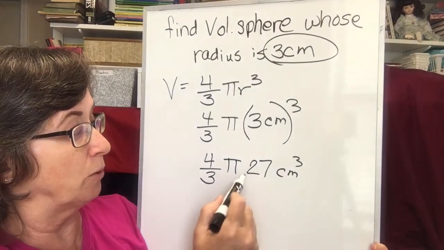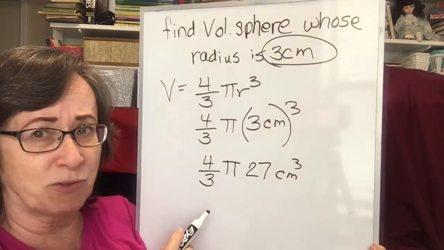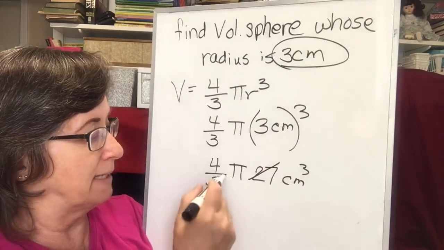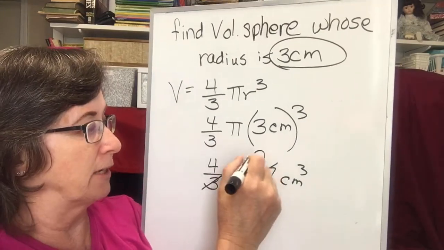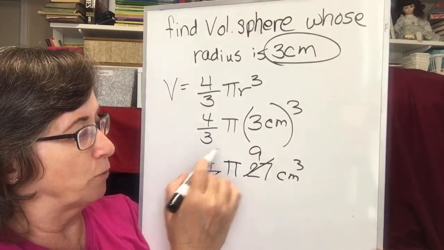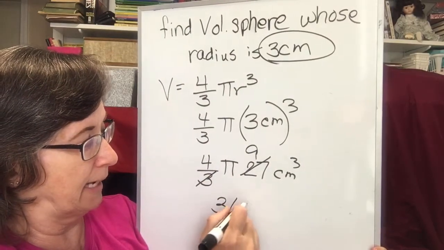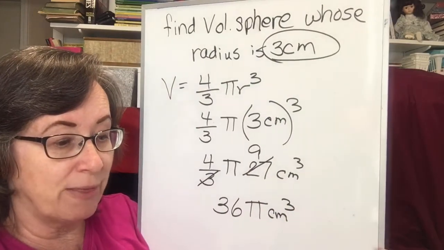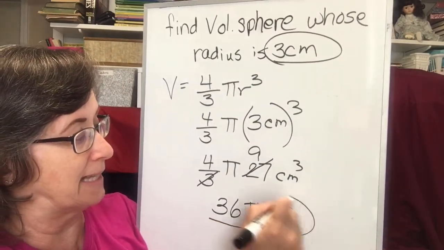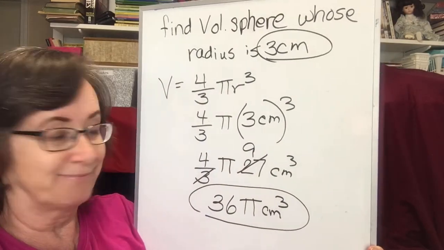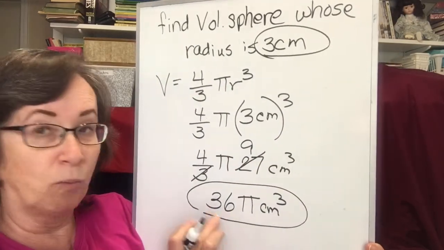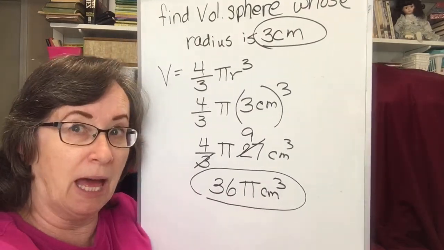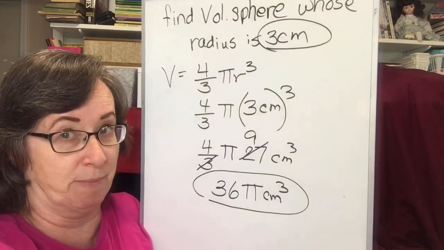Now, instead of multiplying 27 times 4, which would take some brains, I'm going to cancel 27 and 3, which is much easier. So I get a 9. So 4 times 9 is 36 pi centimeters cubed. Okay, now this is the exact answer. That's exact.